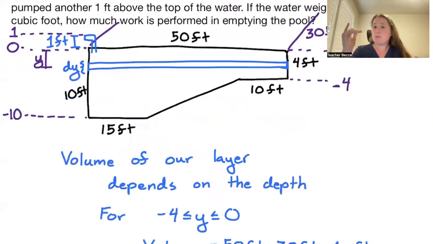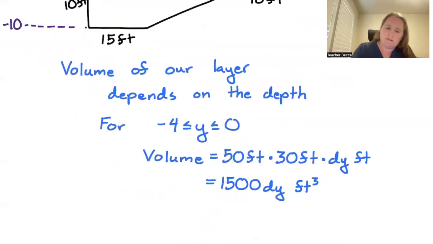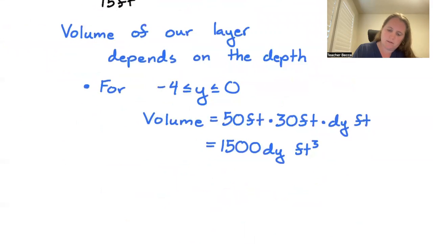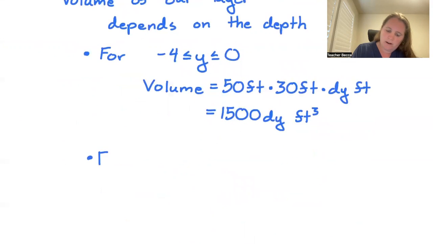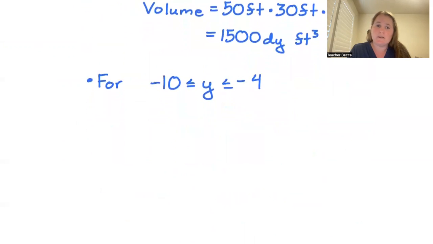And so if we're in the top portion, our length is just that constant 50, the width is that constant 30, and the height of the layer is just dy. On the other hand, for -10 less than or equal to Y less than -4, the volume is a little more complicated.